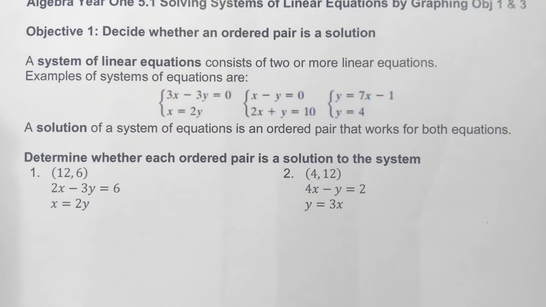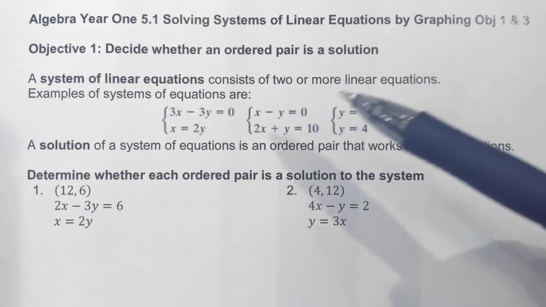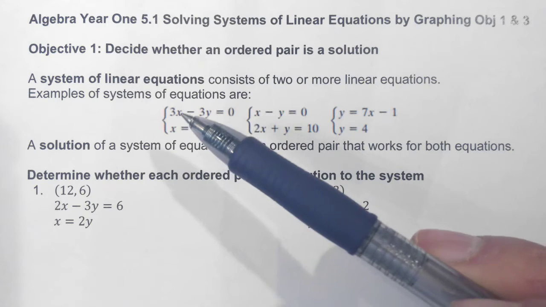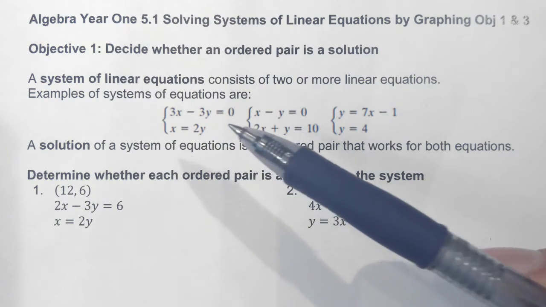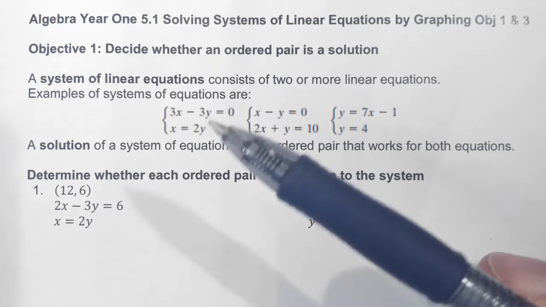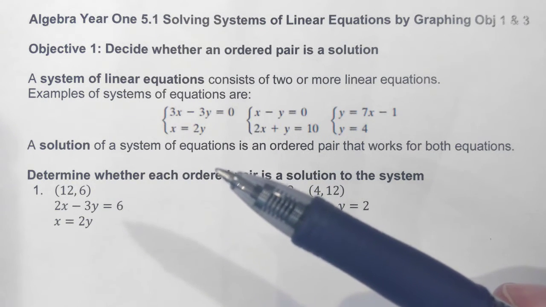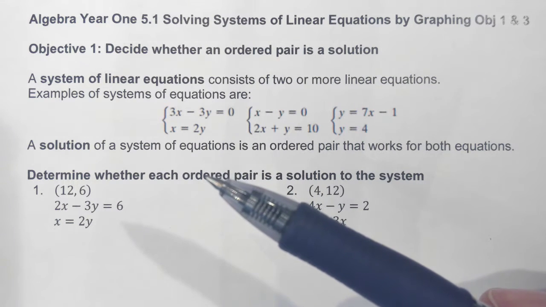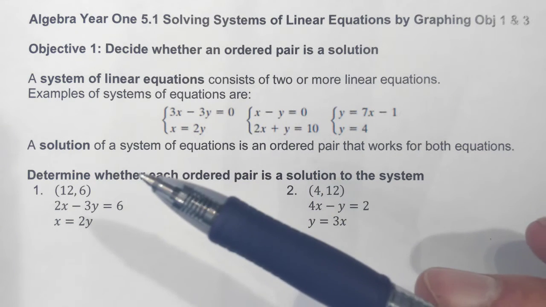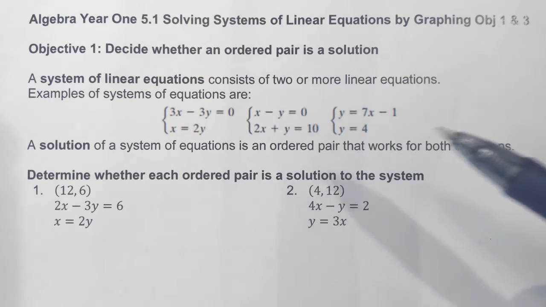So a system of equations is two or more linear equations. There's going to be two variables. If there are three equations, three variables, and so on and so forth. We're just going to be focused on two variables in this chapter. So a solution is the one that works for both equations.